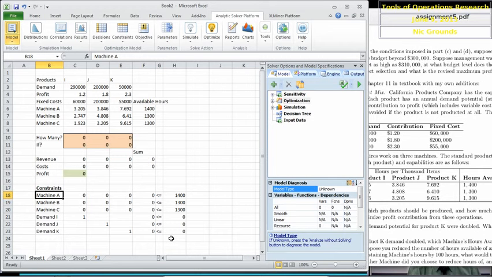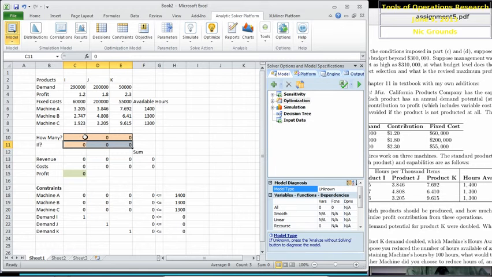We're going to add a few more constraints, which is we're going to make sure that you can't choose to make negative of anything. That wouldn't make sense. And we also need to constrain the binary variables to be binary. That is, the solution can only have 0 or 1 for each of those.